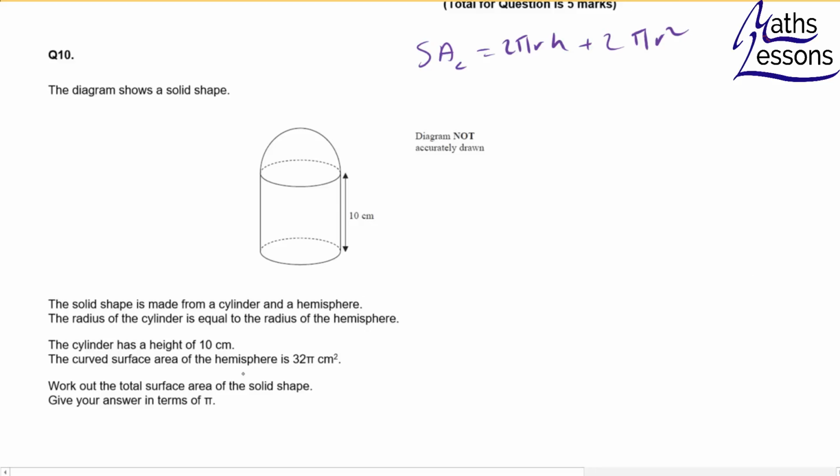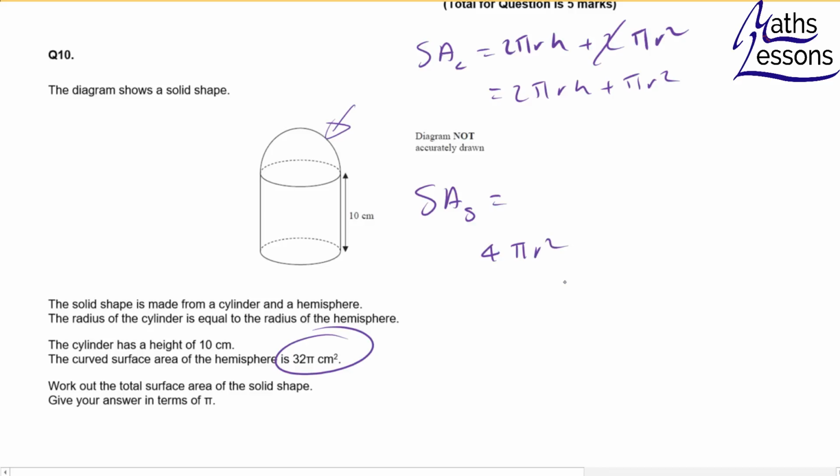Now what we notice here is we've got a hemisphere at one end covering up one of the ends, so for the surface area of the cylinder we're only going to use the curved part, plus what we've been given here from the hemisphere. Therefore the surface area of our shape includes 2 pi r h, but the radius of the cylinder is equal to the radius of the hemisphere. So we have to realize that the surface area of the whole sphere is 4 pi r squared.